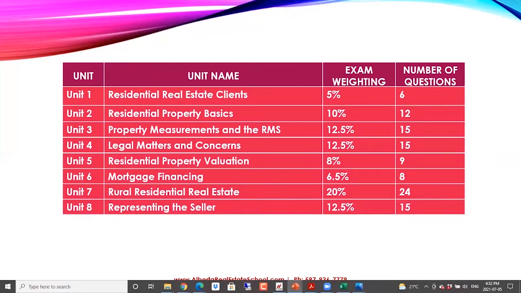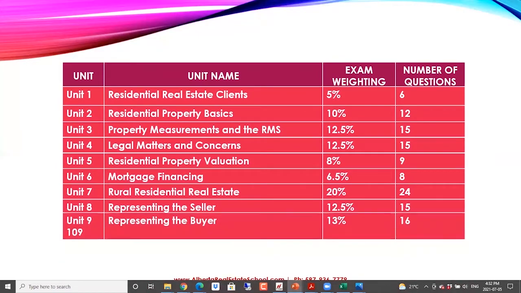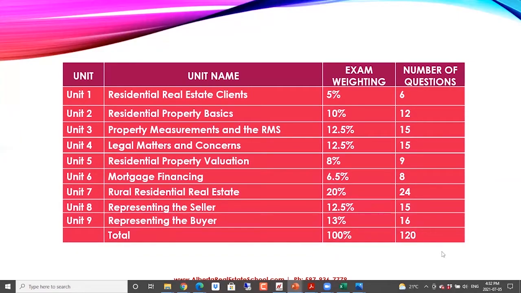Unit number 8, representing the seller. These ones are important as well. So both the seller and buyer, which will be unit 9 here. There's only 9 units on the exam or in the course for residential. So unit 9 is worth about 13%, 8 is worth 12.5%. So 15 to 16 questions is what we can expect.